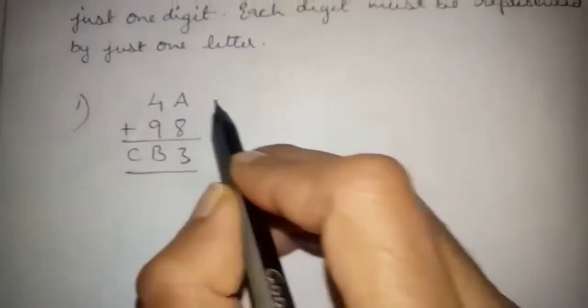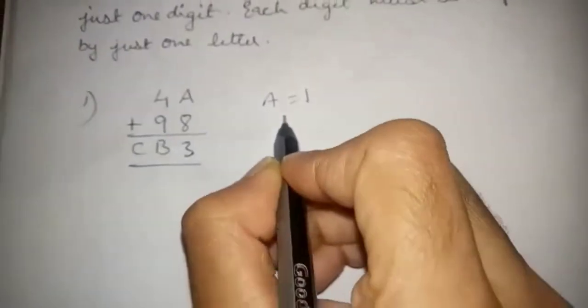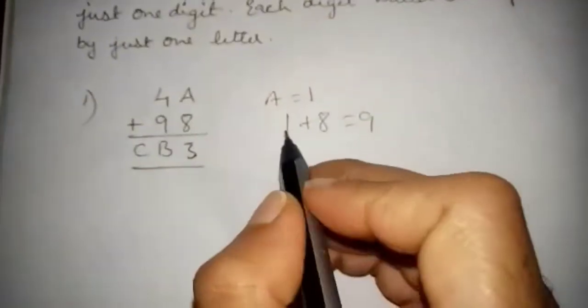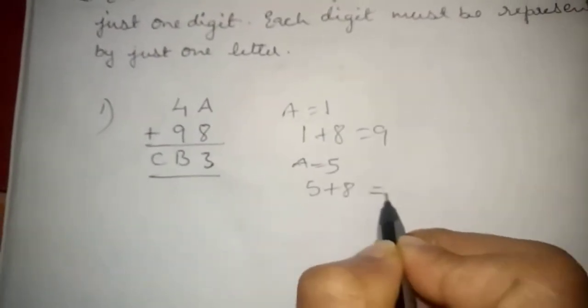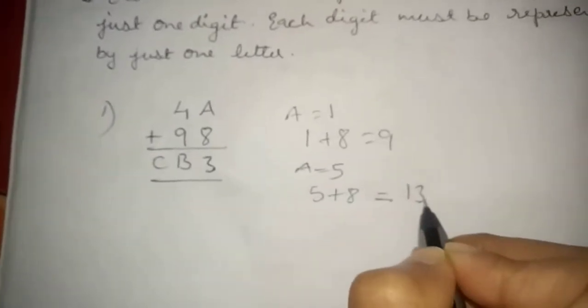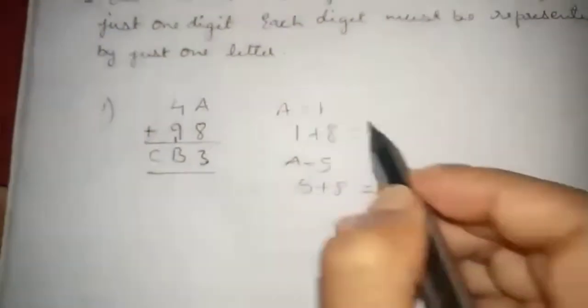So if you do 1, let me take A equals to 1. What will it be? 1 plus 8 is 9, so you will not get a 2-digit number. Let me take A equals to 5. Now 5 plus 8 is 13. So 3 is here and 1 will be carried here. Okay, so we got A equals to 5.